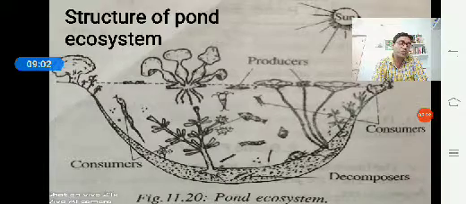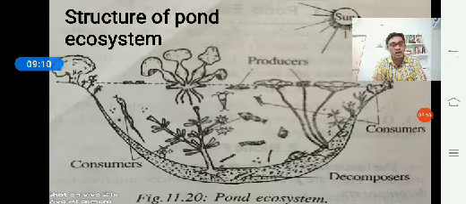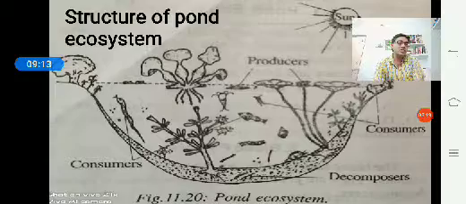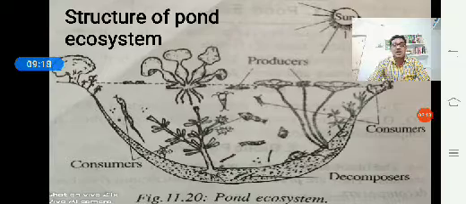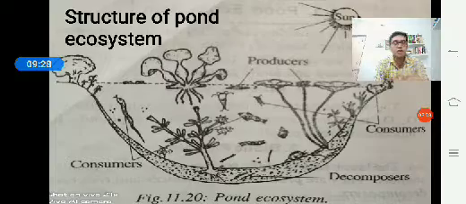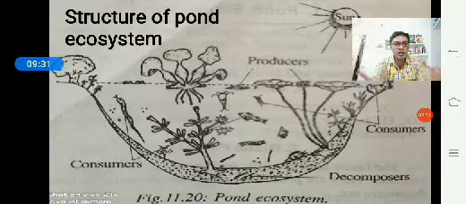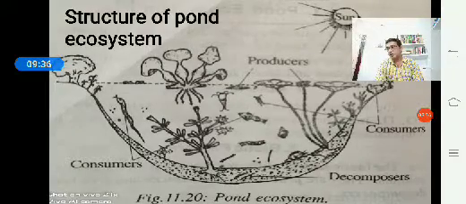The final group of biotic components in pond ecosystems are the decomposers, saprophytic organisms. The decomposers are the organisms which decompose the dead and decaying organic material of plants or animals. Best examples are saprophytic bacteria and fungi. So this is about the structure of pond ecosystem, in terms of biotic and abiotic components.